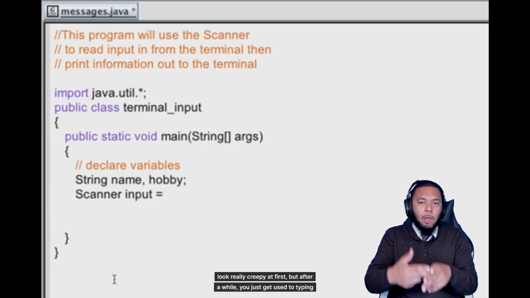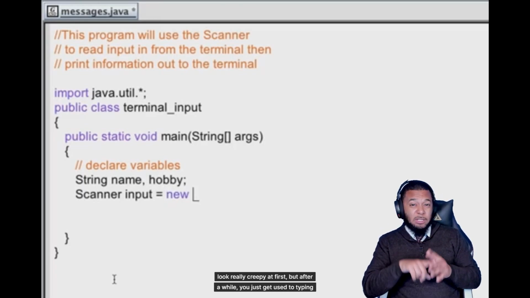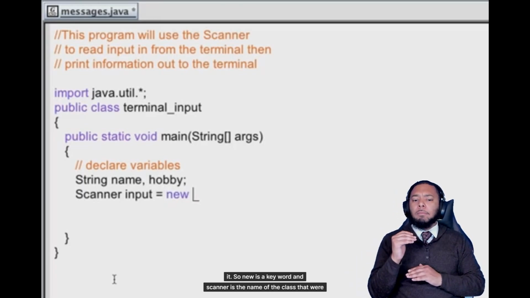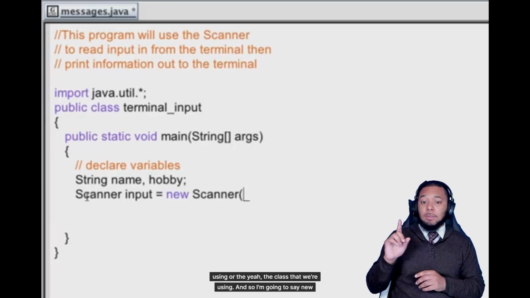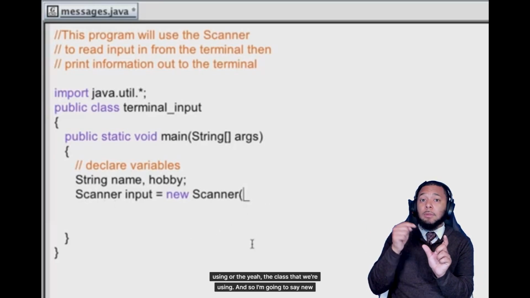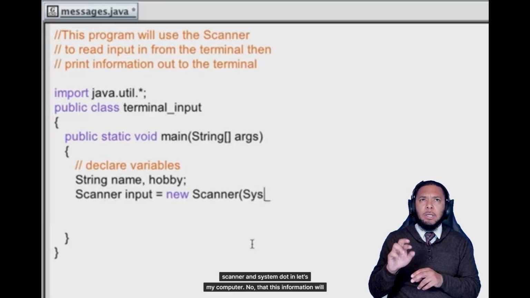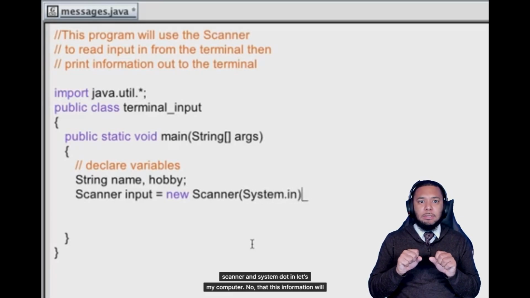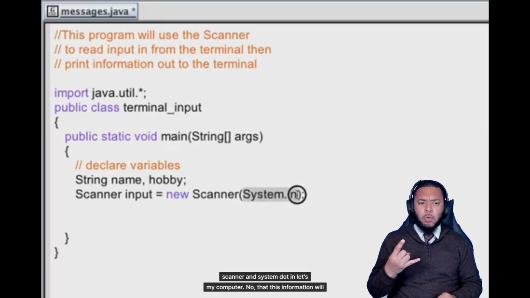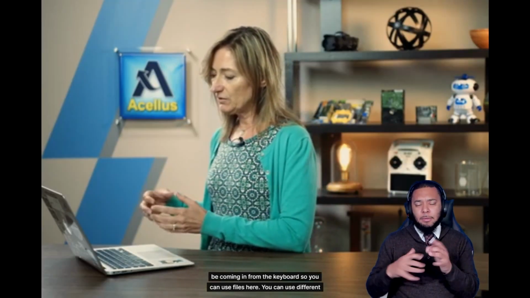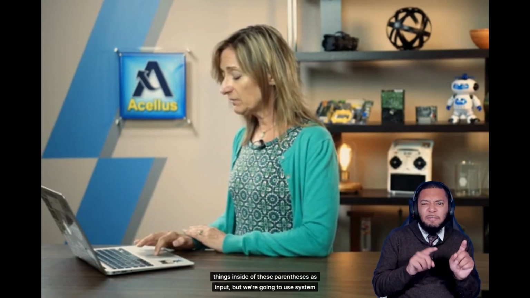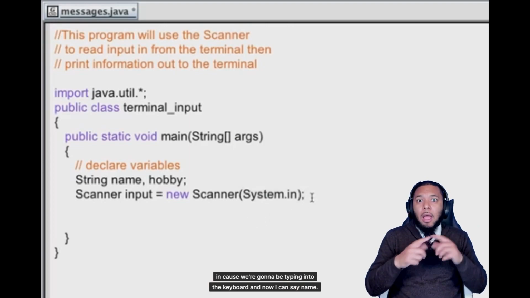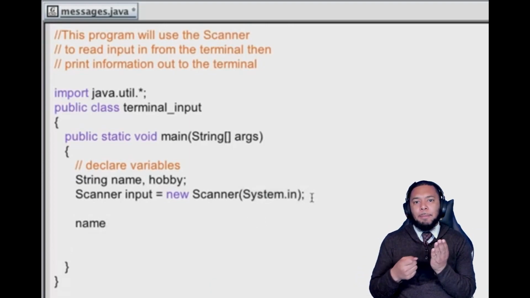Now this is going to look really creepy at first, but after a while you'll just get used to typing it. So new is a keyword, and scanner is the name of the class that we're using. And so I'm going to say new scanner, and system.in lets my computer know that this information will be coming in from the keyboard. So you can use files here, you can use different things inside of these parentheses as input, but we're going to use system in because we're going to be typing into the keyboard. And now I can say name.